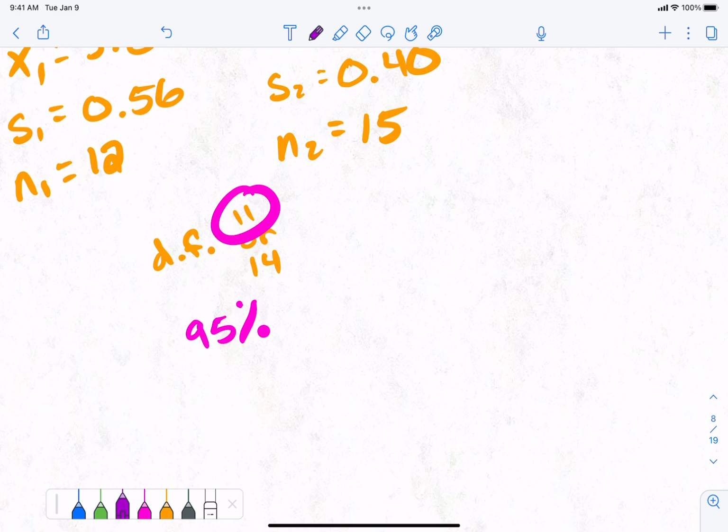12 and 15 are both below 30. So we're going to the T chart. And we're going to look up on the T chart 11 degrees of freedom at 95%. Somebody give me those numbers. It should be just one number.